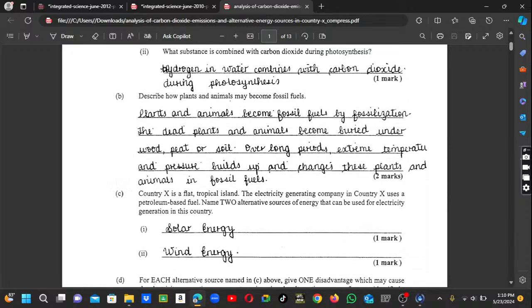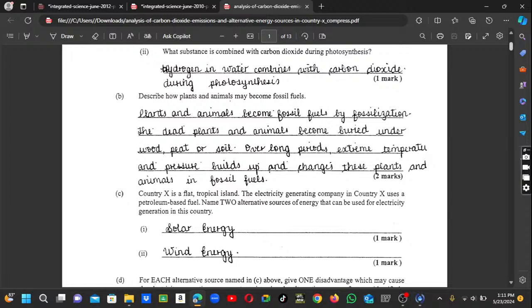Now we're moving along. It says we need to describe how plants and animals may become fossil fuel. So plants and animals become fossil fuel by fossilisation. Fossilisation, guys, is when dead plants and animals become buried under, I would say, mud or peat or soil. Over long periods, extreme temperature and pressure build up and change these plants and animals into fossil fuel. So we need to know this.